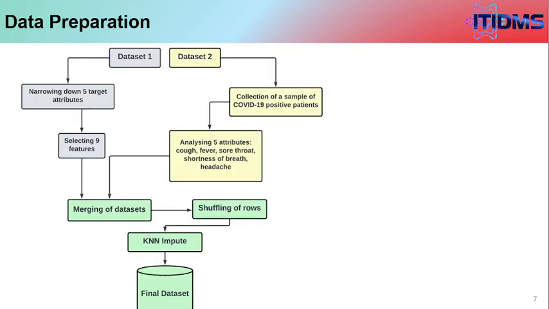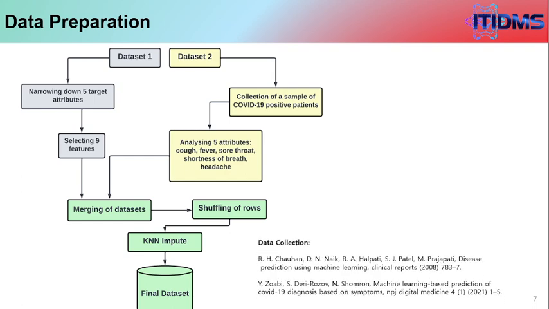So how did we use the datasets and pre-process the datasets? The datasets used in our paper have been collected from two sites which were disease prediction using machine learning and machine learning based prediction of COVID-19 diagnosis based on symptoms. So in the first dataset, it dealt with detection of various diseases based on 132 symptoms. And in the second dataset, it deals with detection of COVID-19 based on 5 general symptoms. The statistical distribution of the datasets were analyzed through Pandas library.